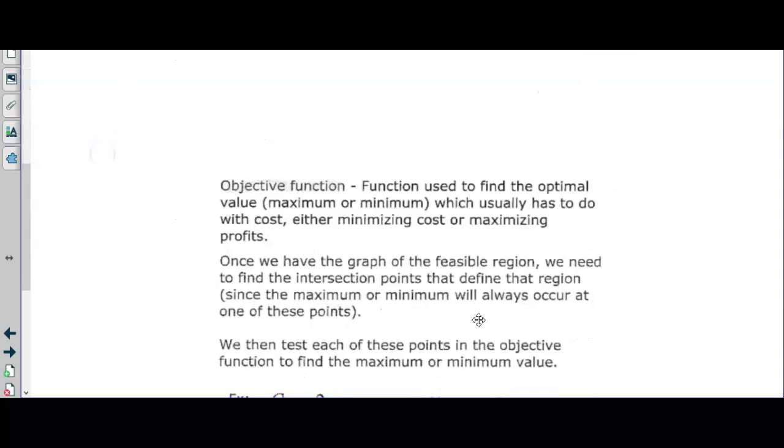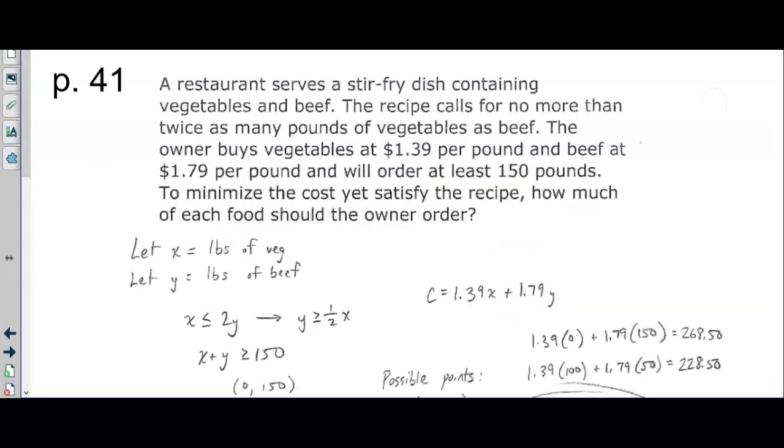All right, to tell what the optimal value is, you're always going to need to write an objective function. And that is the function that is used to find the best value, the max or the min. Usually has to do with cost, or it could be about profits. Once you have the graph, you're going to look for the vertices, the intersection points, and you are going to test each one of those vertices in the objective function. All right, let's go over to page 42 and see one of these as an example.